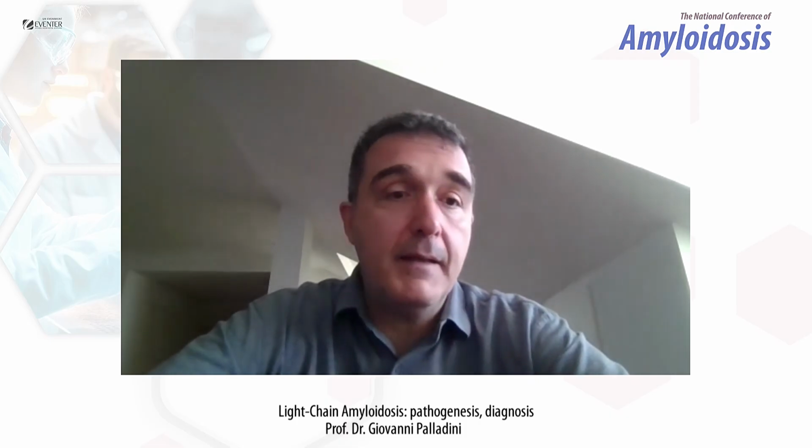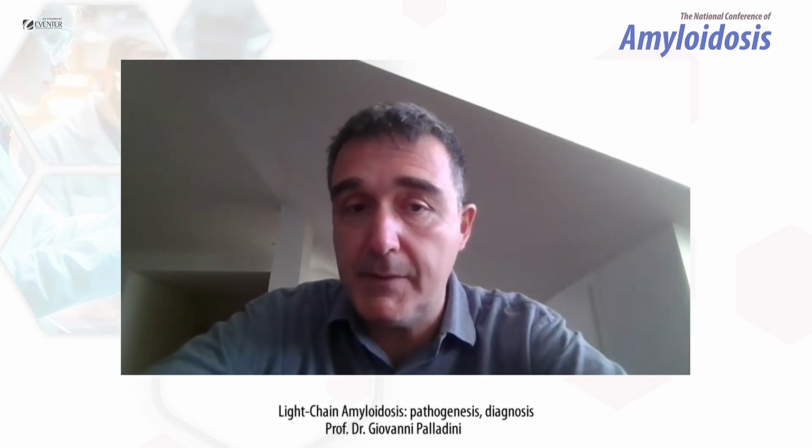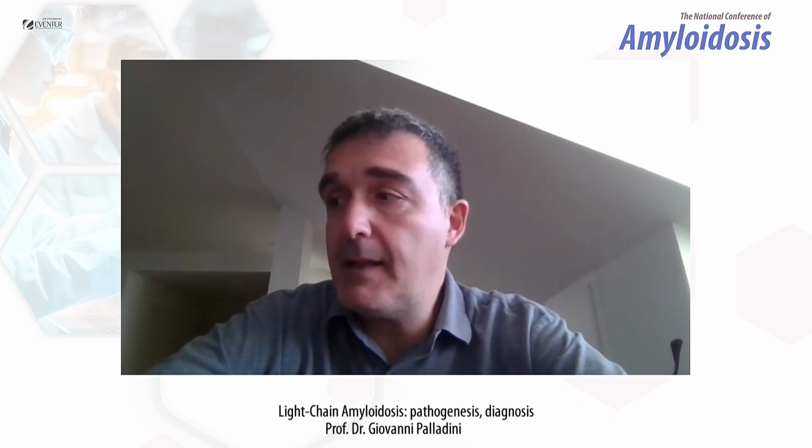Then false negatives are possible, and there is nothing to do. This is because sometimes in the sample you simply don't have amyloid, sometimes because the organ has a focal distribution of amyloid deposits. So if you believe that the patient has amyloidosis, but your first biopsy is negative, Congo red is negative, you should not be afraid to do a second biopsy.